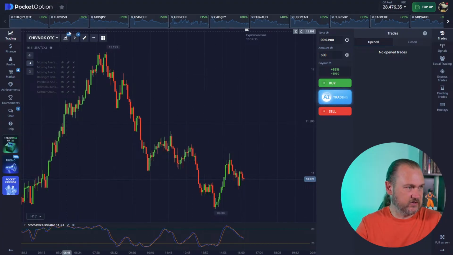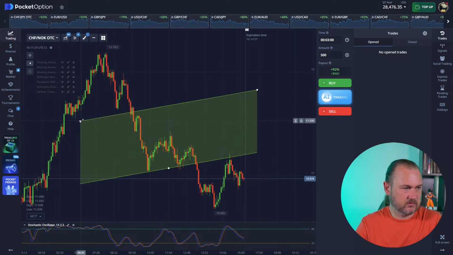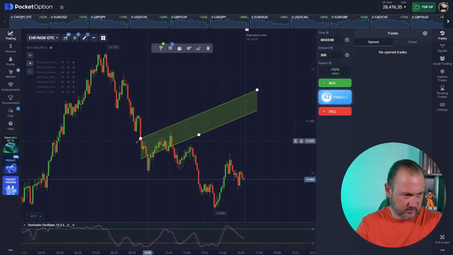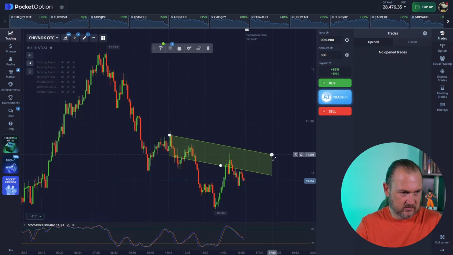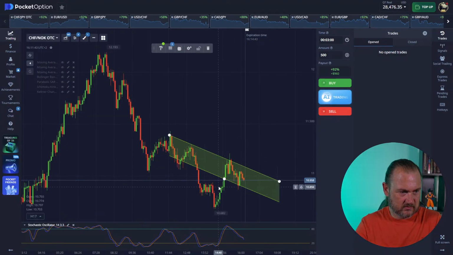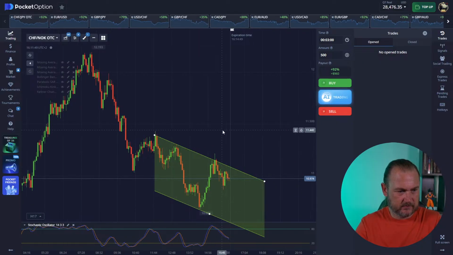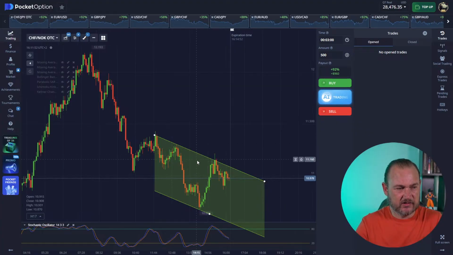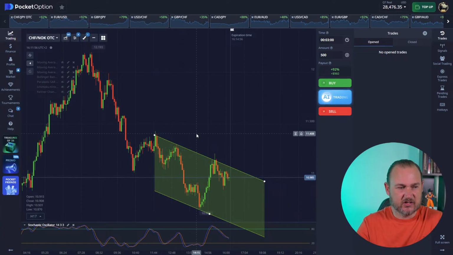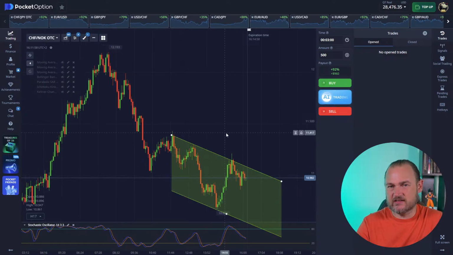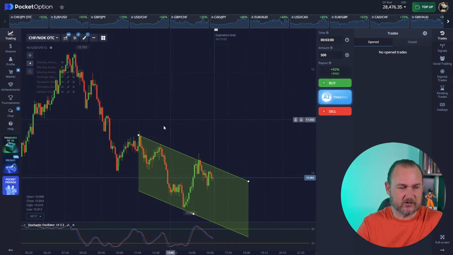So price started moving into a channel here. It looks like, anyway, let's see if I'm correct on this. We're all moving in a channel, although the bottom of the channel is a bit sloppy. But this is also just price trapped in a range. You will see this on assets throughout the day. It does not happen very often, but it does happen.